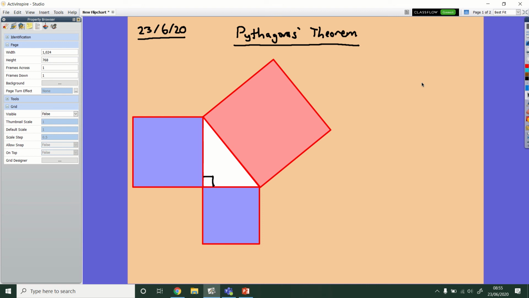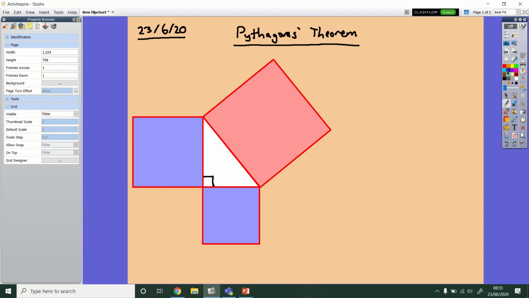Hi, Year 9. So today's lesson is on Pythagoras' theorem, which is the theorem that we discovered at the end of the investigation from last week. I'm going to go through it again with you and show you a few examples and when you use it, and then you're going to do some yourself. So Pythagoras' theorem, it's a famous theorem, and it's to do with right-angled triangles.